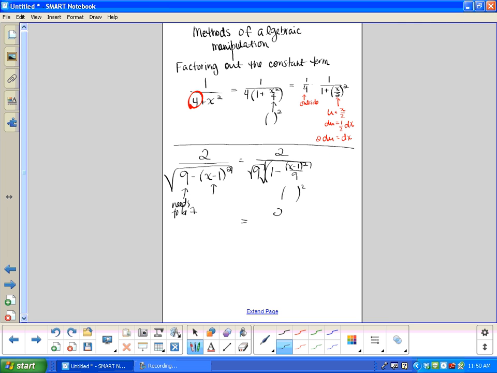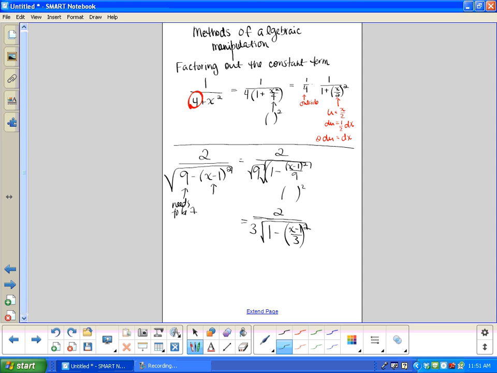This will be 2 divided by 3. I'll go ahead and take the square root of 9, and then this becomes, I keep forgetting my square root there, the square root of 1 minus, all in parentheses, (x minus 1) divided by 3, all squared. And then just like before, this is not a negative sign, this should be connected here.